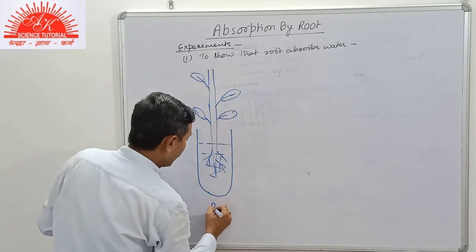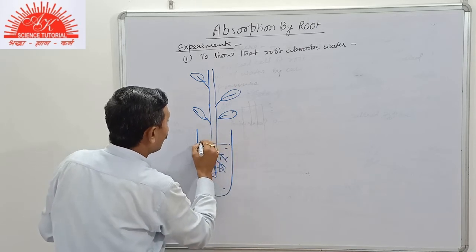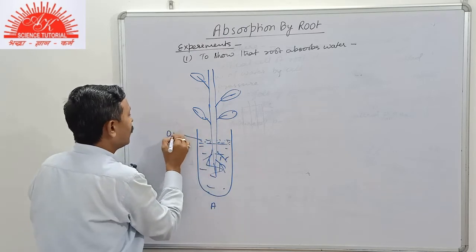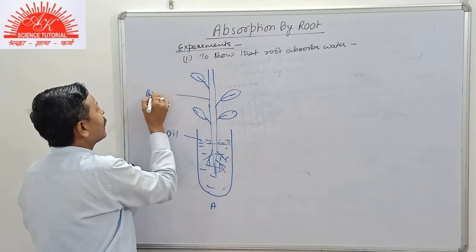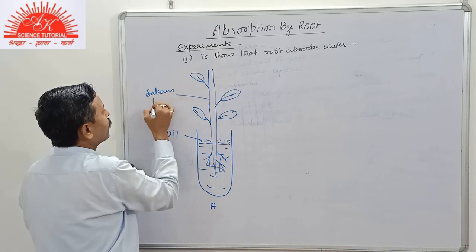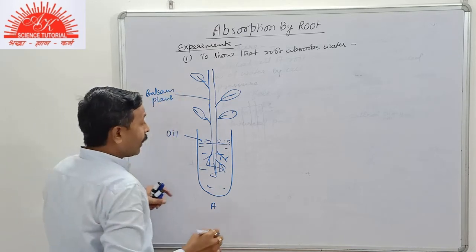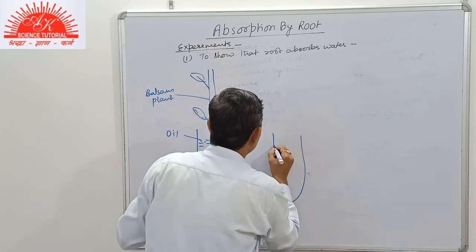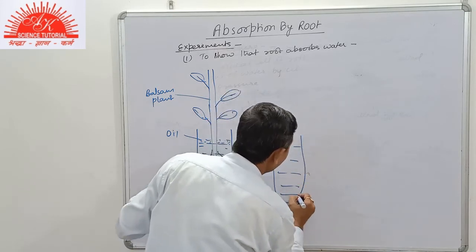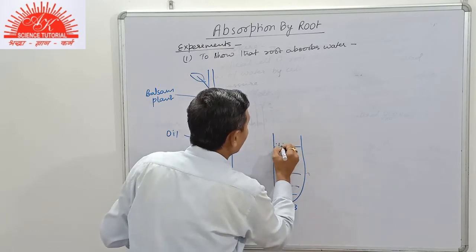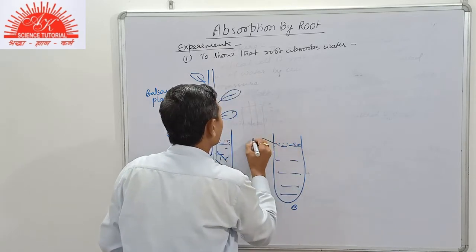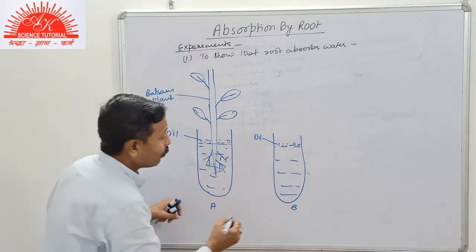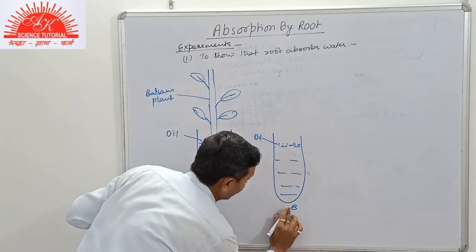Now this is the setup A. In this part, on the water surface we put a few drops of oil. Here is the oil. Now this is a balsam plant. We also arrange another setup, but this time we will not place any plant in it, and the oil is also placed here. Actually this is used to compare the result, so B will act as the control setup.